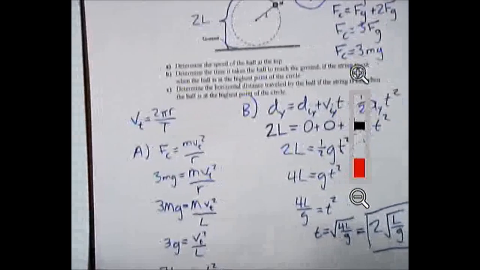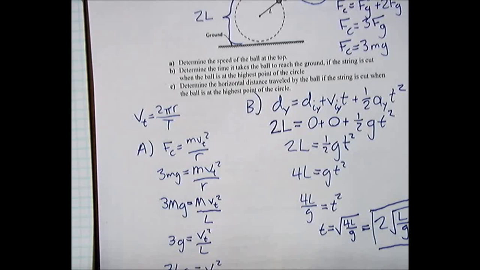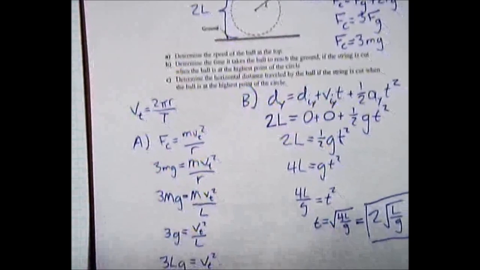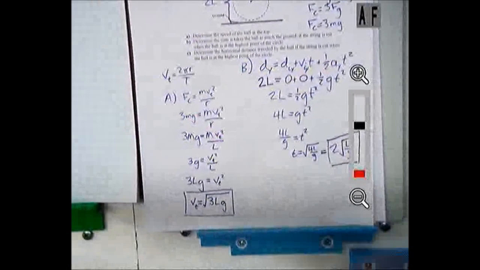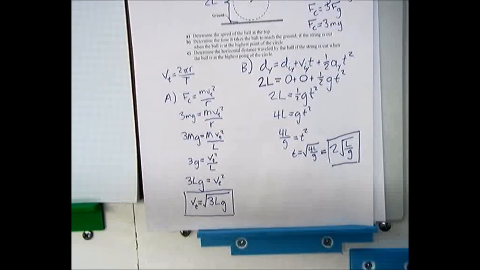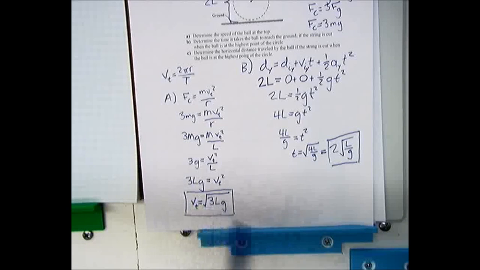And then our last part: determine the horizontal distance traveled by the ball if the string is cut when the ball is at the highest point of the circle. This is exactly the same thing as when we did those half projectile problems. It's thrown horizontally from an initial height. How far away does it land from the base of the cliff? Remember those? Except now we're not dealing with a cliff, it's just a circle. We have the time it spends in the air, and the horizontal velocity it's launched with.